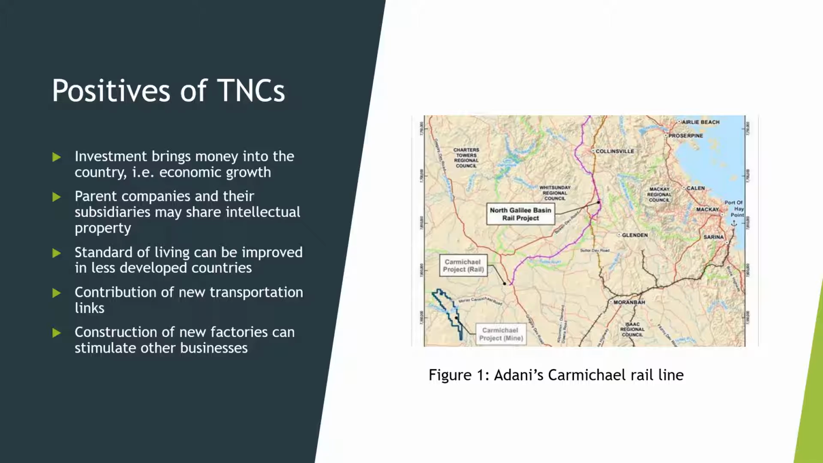The flow of ideas and talent is also supported by the movement of staff between countries, even though they remain employed by the same transnational corporation. The standard of living of people in less developed countries can be improved as jobs are created. Transnational corporations sometimes contribute towards the provision of new transport links to service their premises, and this can be of benefit to the local community. We've had that recently with Adani starting up the rail line for its coal export, just near Bowen. So we have it happen here as well.